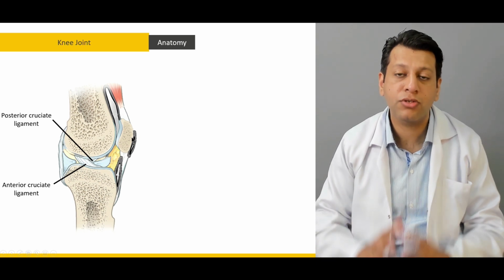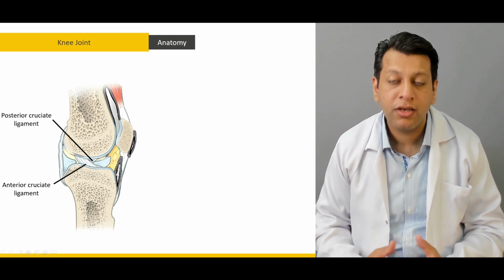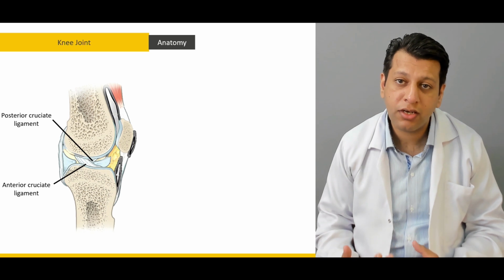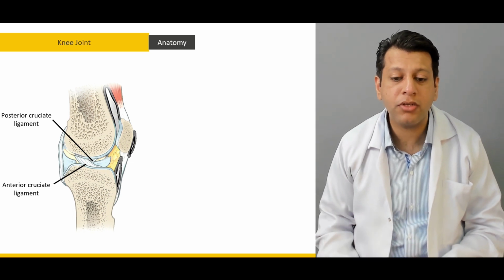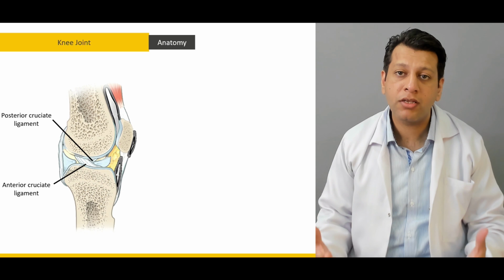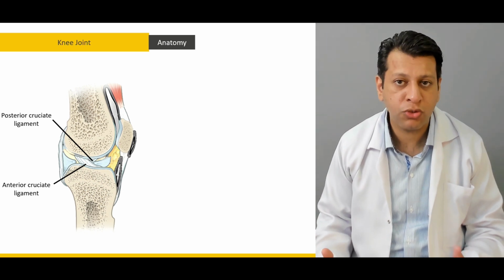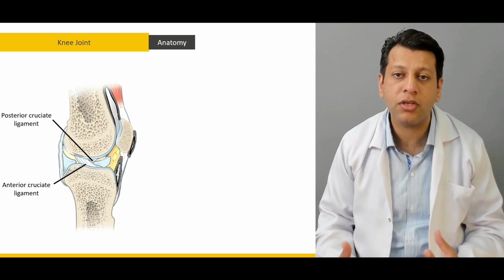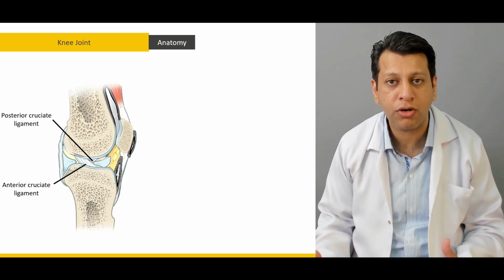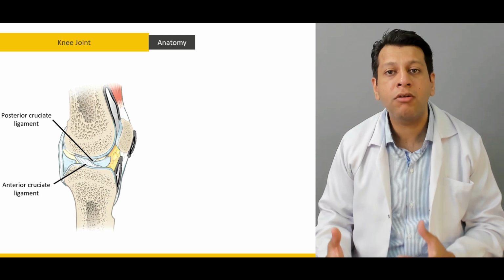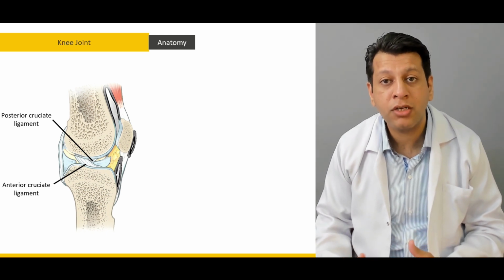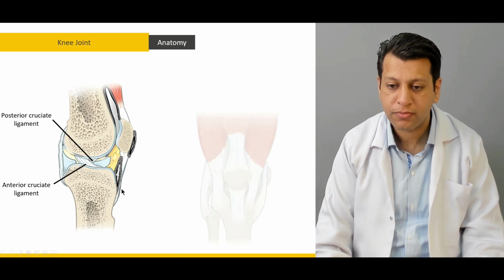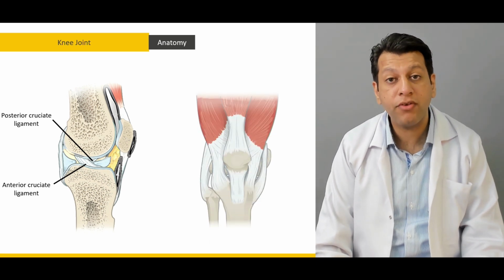Then there are other structures around the capsule as well. There are different stabilizers. There are stabilizers which are inside the knee joint, such as the ACL and PCL. Then there are stabilizers which are outside the knee joint. One of them is the capsule itself, which is surrounding both the bones, as well as certain ligaments outside the capsule, such as the medial collateral ligament, the lateral collateral ligament, and even the patellar tendon, which you can appreciate over here. Now this is an AP view of the knee.